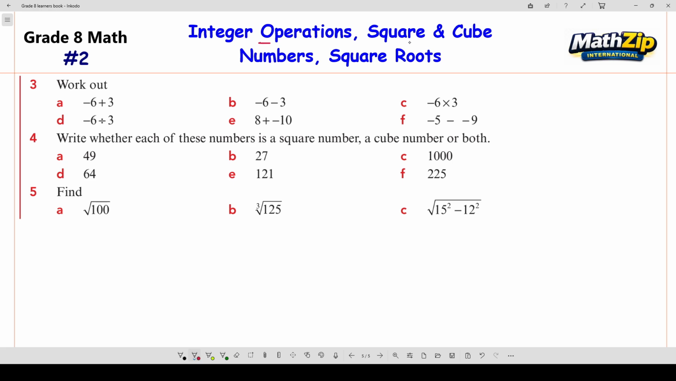Integer operations, square and cube numbers, square root. Three important topics we are going to discuss in this video. Let's get started.